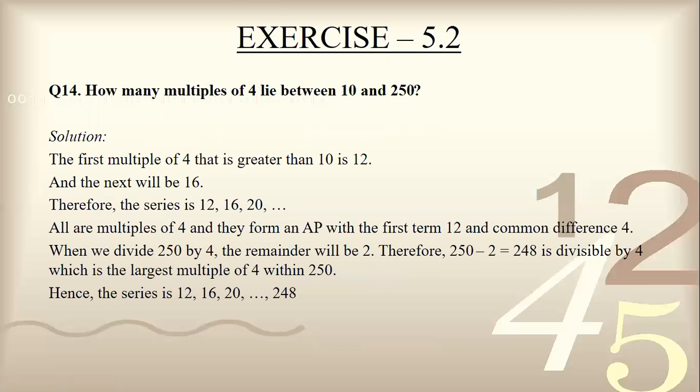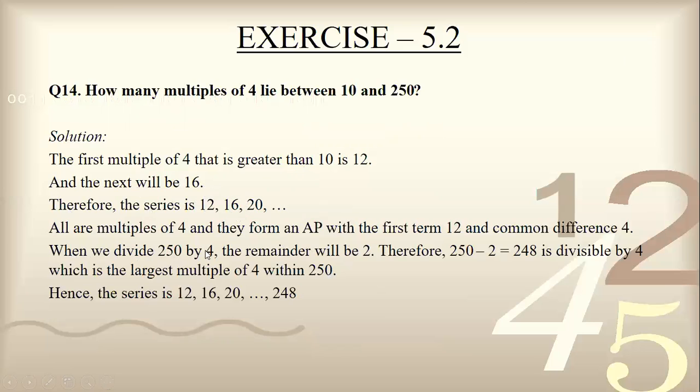Now, how many multiples of 4 lie between 10 and 250? Similar to the previous one. There it was given 3-digit, here the numbers are specifically given to us. The first multiple of 4 that is greater than 10 is 12. After 10, 12 is the first multiple of 4, isn't it? The next is 16, and so on. So the series is 12, 16, 20, you know, the 4 table, isn't it? Now all are multiples of 4 and they form an AP with first term 12 and common difference 4.